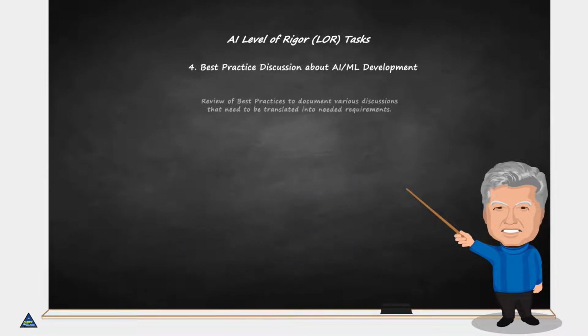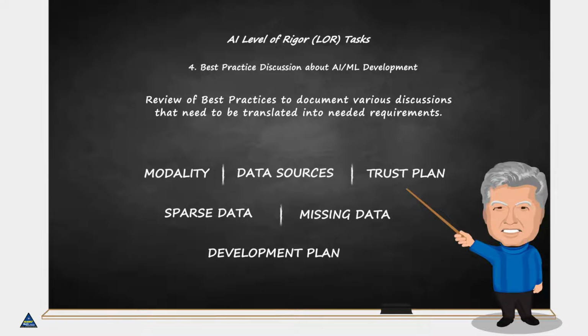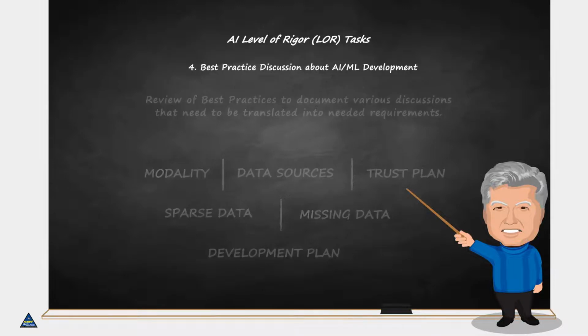The fourth AI level of rigor task is called best practice discussion about AI/ML development. When we refer to best practices, we're talking about modality of the training data, we're talking about sparse and missing data. These things we'll discuss in greater detail, but they should be part of your considerations when developing a requirement stack to ensure that best practices are being applied both in the program development process and in the data science development approach. And we'll talk about this in later videos.